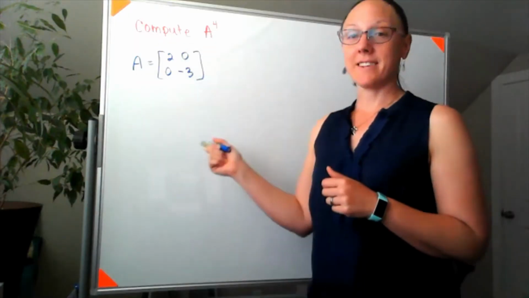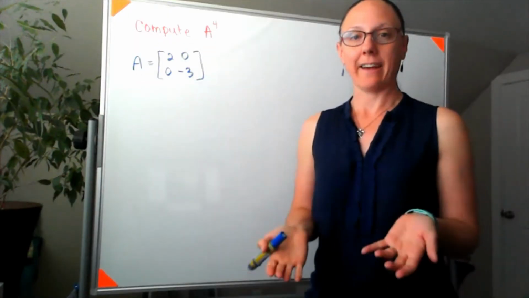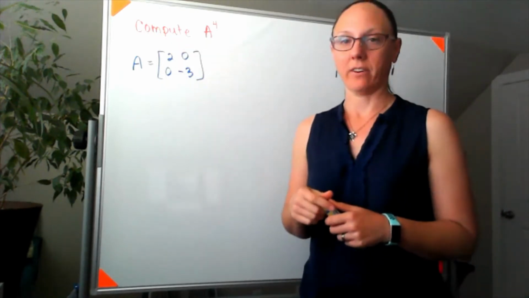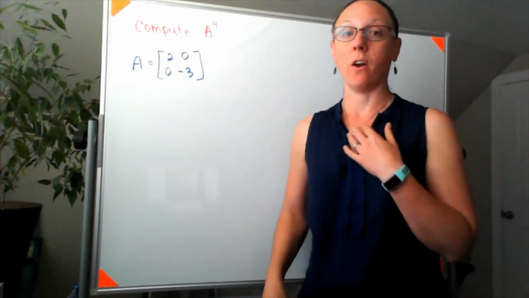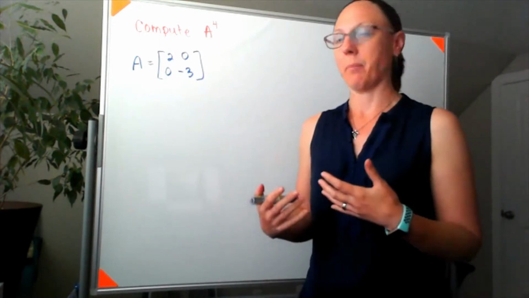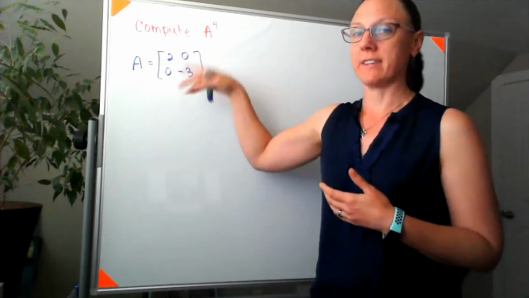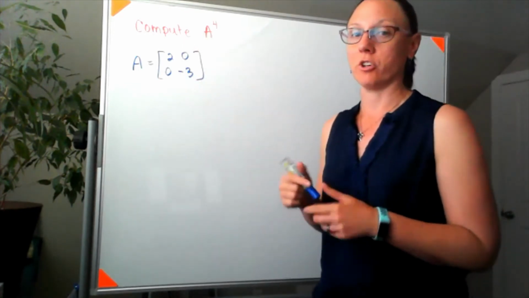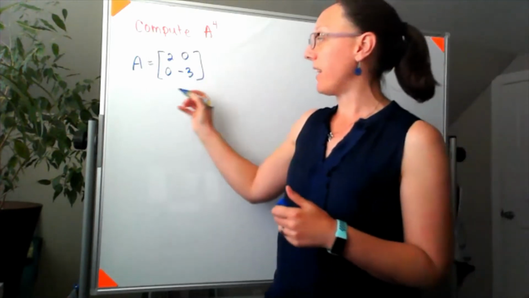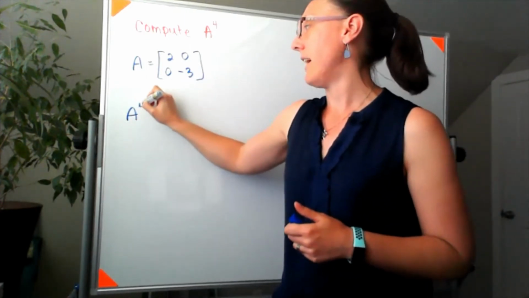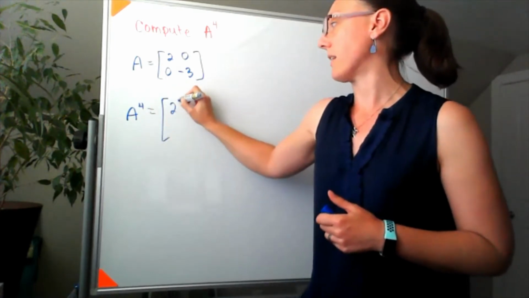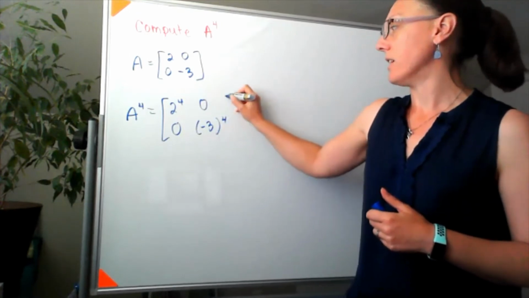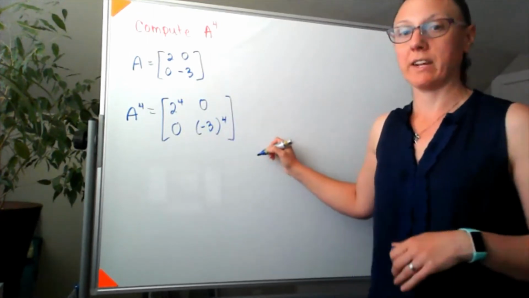So this type of matrix is a diagonal matrix because we only have entries on the main diagonal. There was actually a question in the homework about what would happen if we took a diagonal matrix and multiplied it by itself. So we could jump straight to the conclusion of that homework question and say, because that's a diagonal matrix, A to the fourth should look like 2 to the fourth, 0, 0, negative 3 to the fourth.